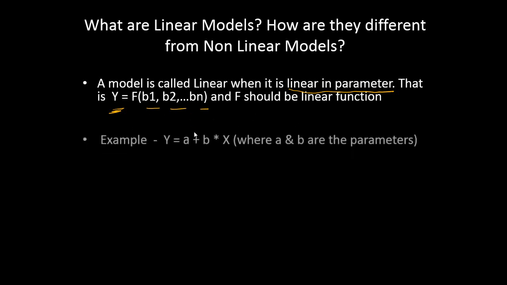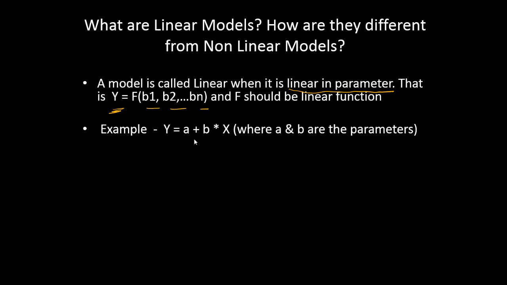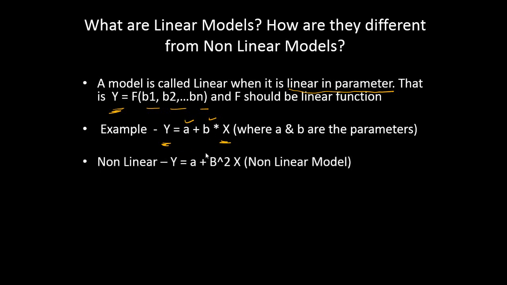So let's take an example. y equal to a plus b x, where x is your independent variable, y is your dependent variable, and a and b are your parameters. Now this is a linear model because both a and b are in linear form. But if you have a square or b square or square root of a, or logarithm of b, then the model is going to be a non-linear model. An example of a non-linear model is y equal to a plus b square x. So this is a non-linear model.